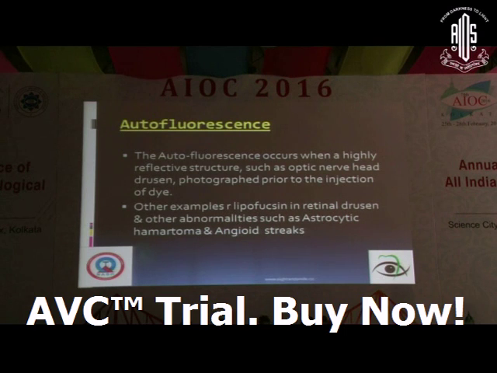Autofluorescence occurs when a highly reflective structure such as the optic nerve head or drusen is photographed prior to the injection of dye. Other examples are lipofuscin, retinal drusen, and other abnormalities such as astrocytic hamartoma and angioid streaks.